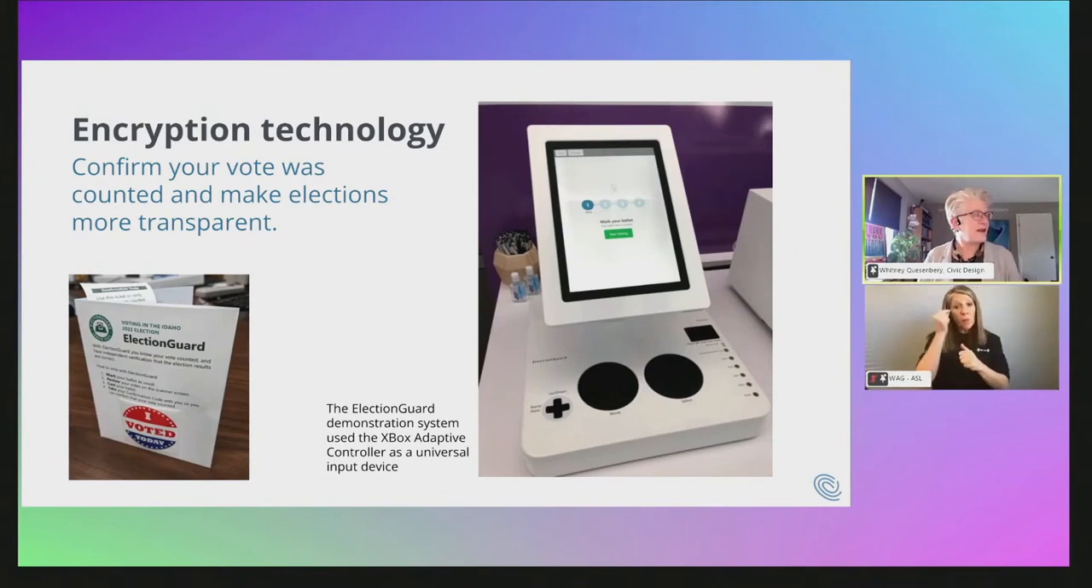The other picture is a little paper-based handout that we made in the polling place. And we sort of love this because it let us think about how to communicate new ideas in elections. It turned out that no one wanted to hear about all the technology.